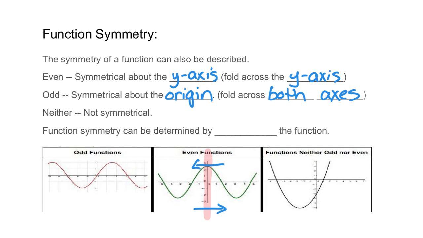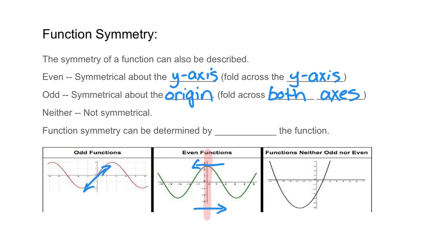Typically we think about odd functions being mirrored across the origin, and you just look for a rotational symmetry across your origin here. So what's in the top quadrant should rotate and be recreated at 180 degrees in the third quadrant. What's in quadrant 2 should rotate and be recreated at 180 degrees in quadrant 4. So it's rotational symmetry across the origin.